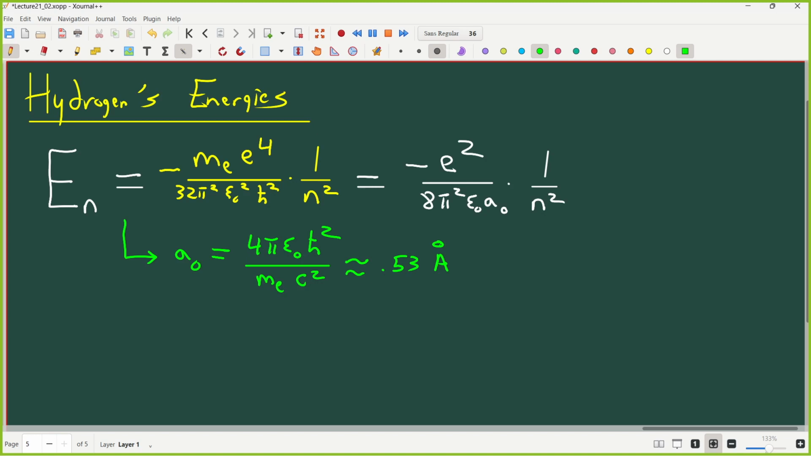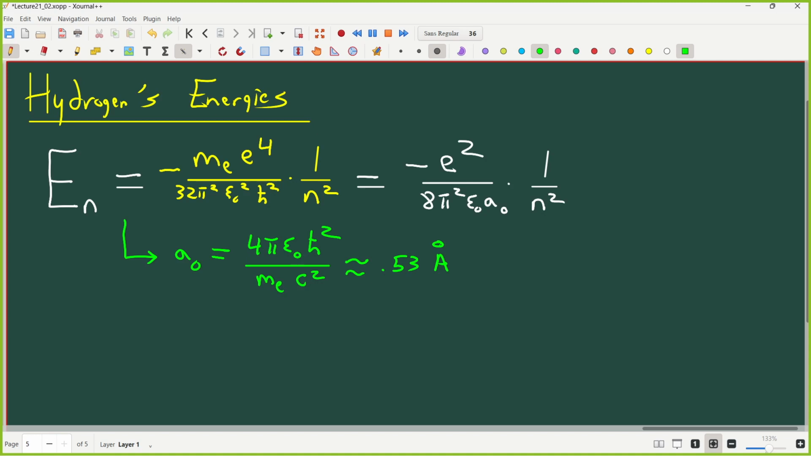But the important part about this is that the only thing that the energy is dependent on is n squared. There's no l here, there's no m sub l. It doesn't matter if you're in the 2s, the 2p, or the 2d. Well, there's no 2d. The 2s or the 2p, or the 3s and the 3p and the 3d, they all have the same energies. Or at least they do at this level.